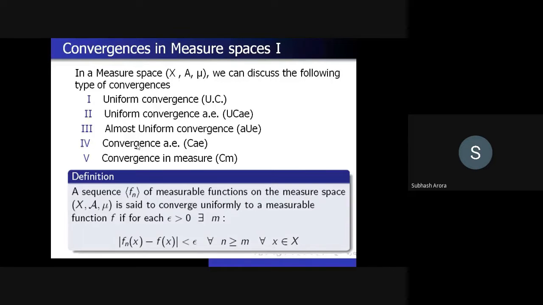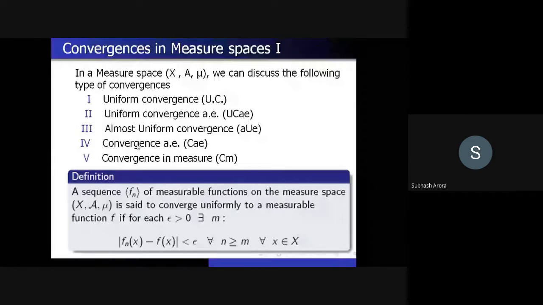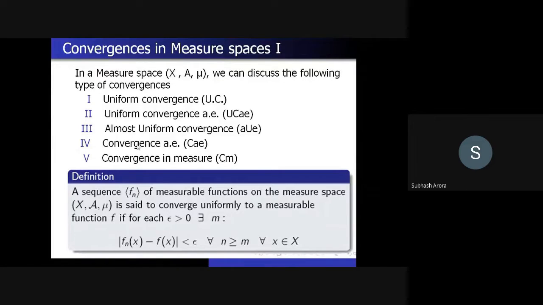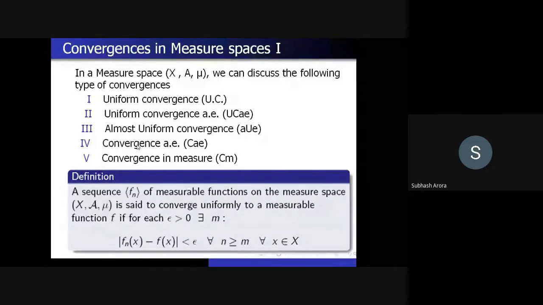In the measure space, we can discuss the following types of convergences. Of course, we can discuss many more things, but in reference to convergences, we can talk of: number one, uniform convergence; number two, uniform convergence almost everywhere; number three, almost uniform convergence; number four, convergence almost everywhere; and number five, convergence in measure.